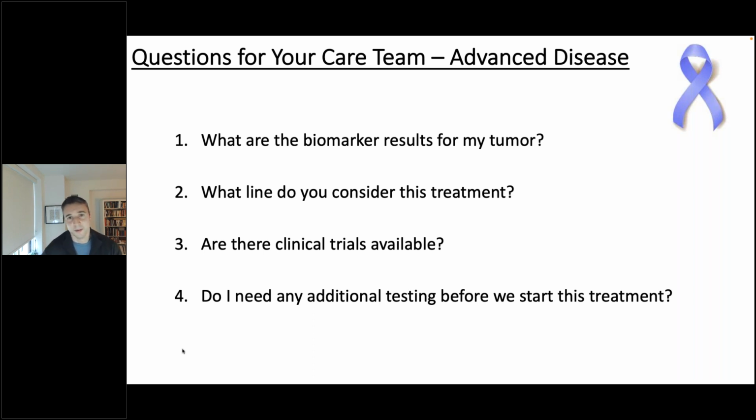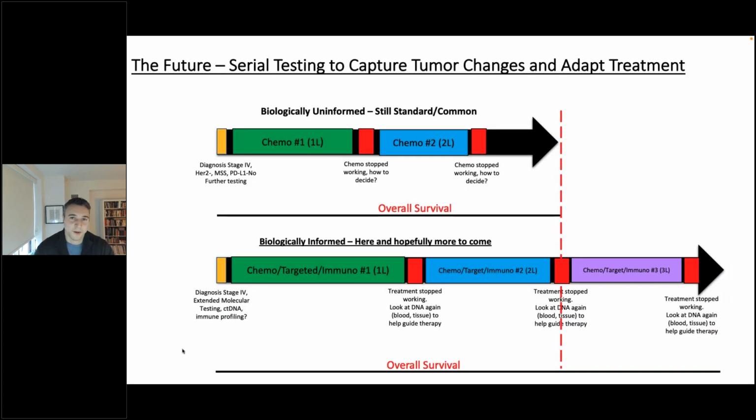Do we need a new scan? Do we need a new biopsy? Do we need a new blood test for something like circulating tumor DNA? The reason is that we're starting to think about stomach cancer more like this. So the top is the standard, and it's really, you do your biomarker testing in the very beginning when you're diagnosed, then you get your first line treatment, and then chemo stopped working, and then you decide, and you get your second line and third line, but we're not using any biomarker information. We're not using any specific testing about your tumor to make the next recommendation. That is the older way of doing it.